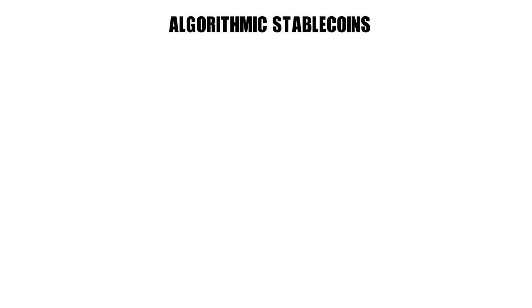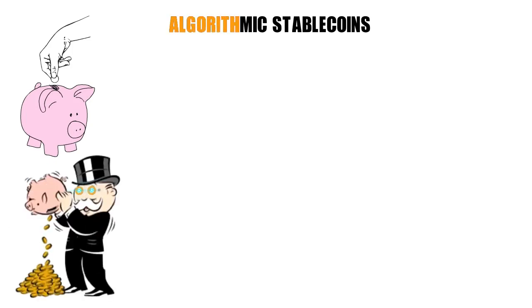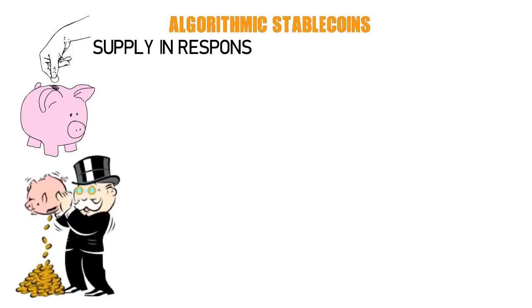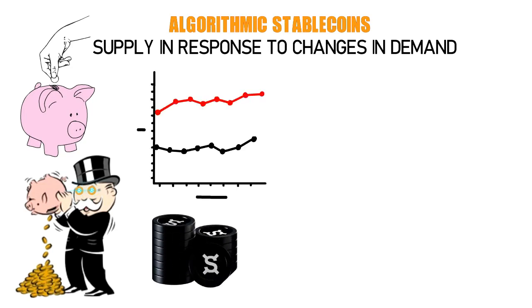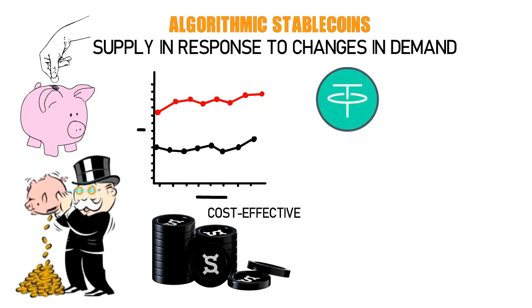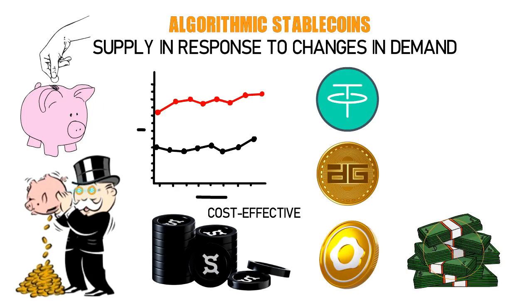Algorithmic stablecoins can be thought of as having a smart piggy bank. Just like your piggy bank automatically adjusts the amount of coins it holds based on how much you put in or take out, algorithmic stablecoins adjust their supply in response to changes in demand to maintain a stable price. One of the benefits of algorithmic stablecoins is that they can be more flexible and potentially more cost-effective than fiat or commodity-backed stablecoins, as they don't require a reserve of an underlying asset.